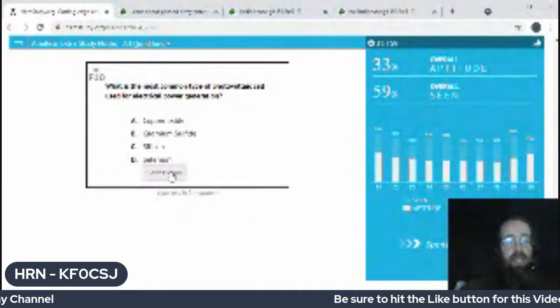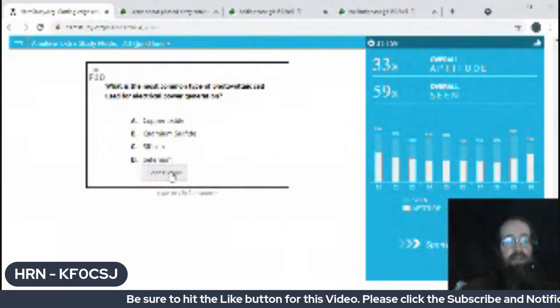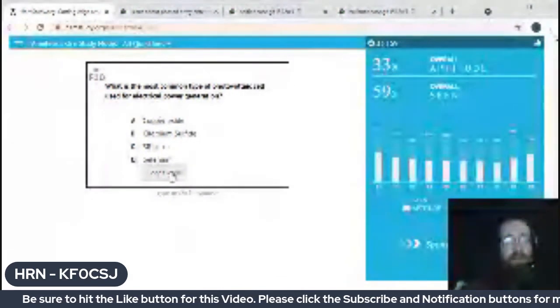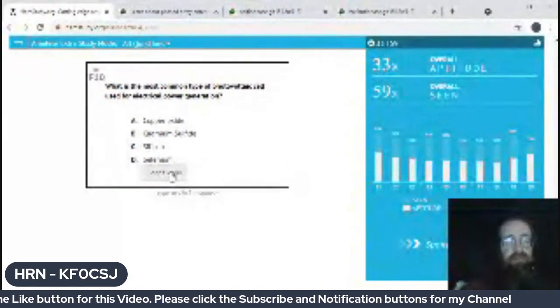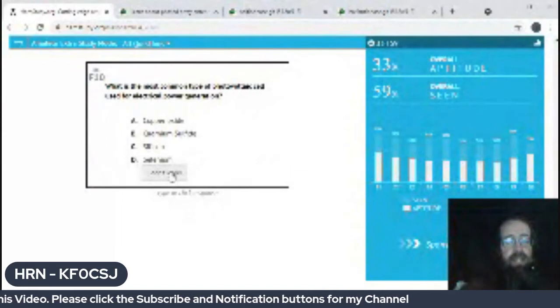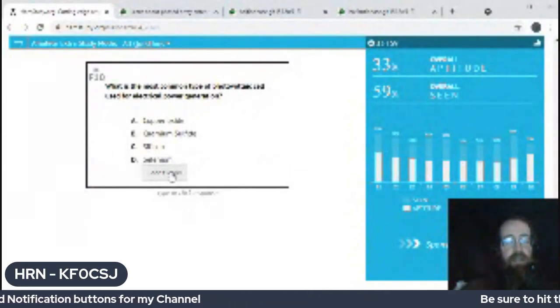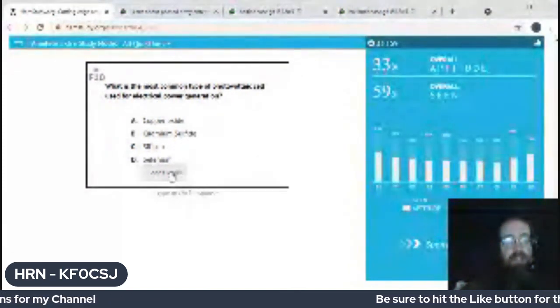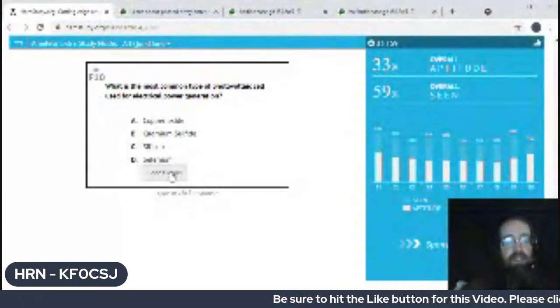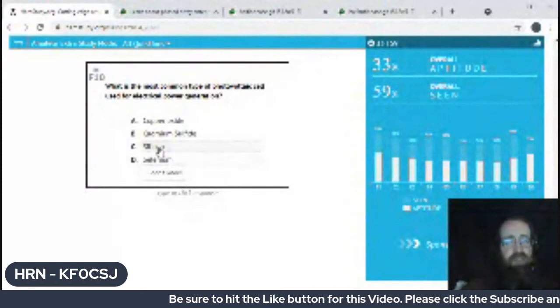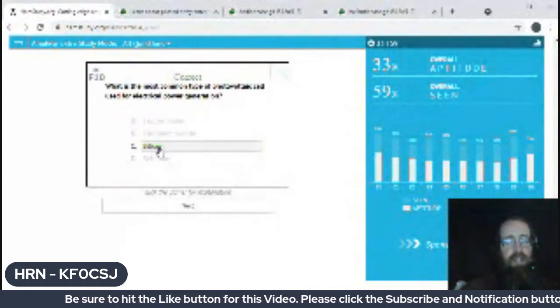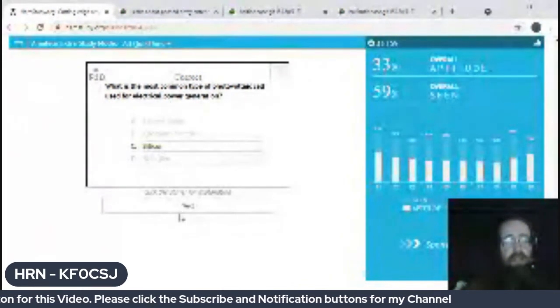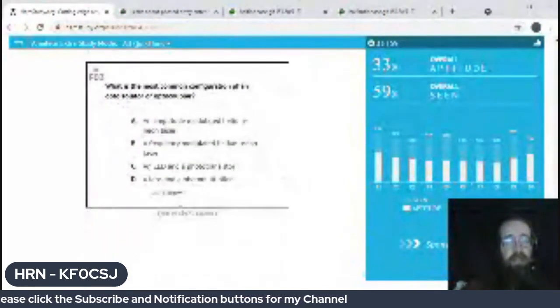What is the most common type of photovoltaic cell used for electrical power generation? A, copper oxide. B, cadmium sulfide. C, silicon. D, selenium. And silicon is what solar cells are typically made of in solar panels.